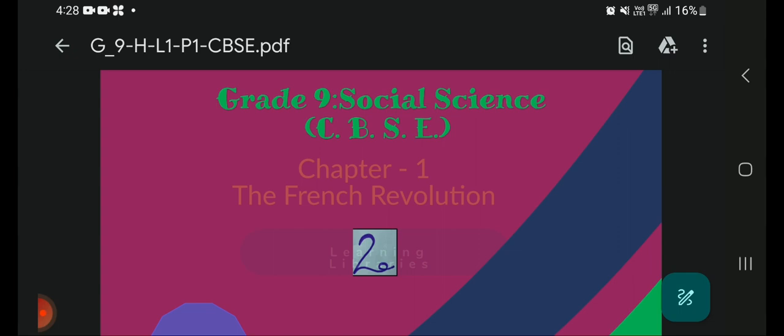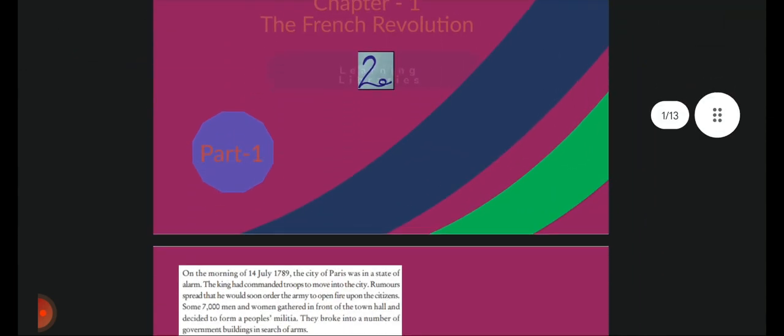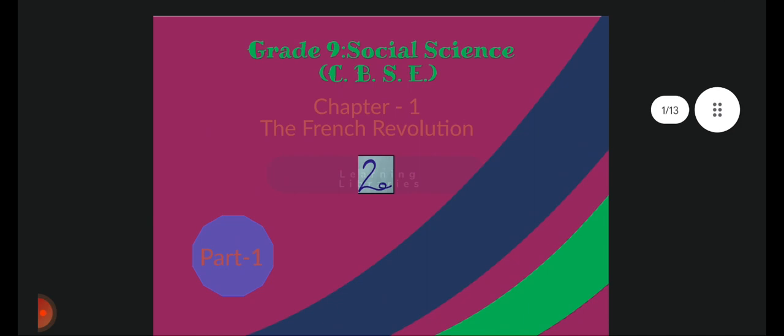This is grade 9 Social Science CBSE chapter 1, the French Revolution. This is part 1 of the lesson. So let's proceed. Before that I would like to ask, did you all know who started the French nationalism?